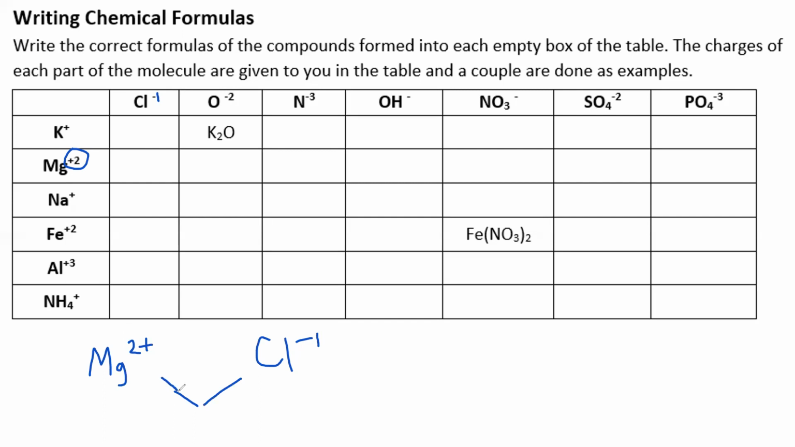We do the Criss-Cross method. So basically now what happens is you've got magnesium taking on the charge of chlorine, which is going to be 1. And then chlorine takes on the number associated with the charge of magnesium. So it's going to be MgCl2. Okay, so that's going to be my formula. So where do I write that? I write that here. MgCl2.